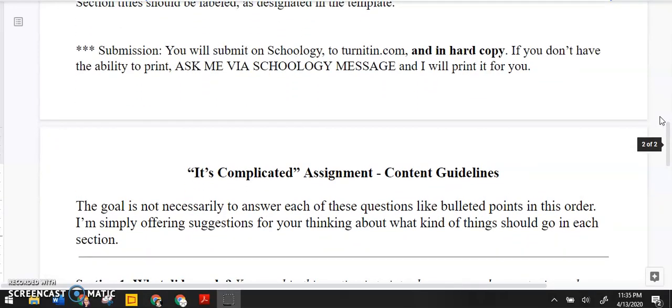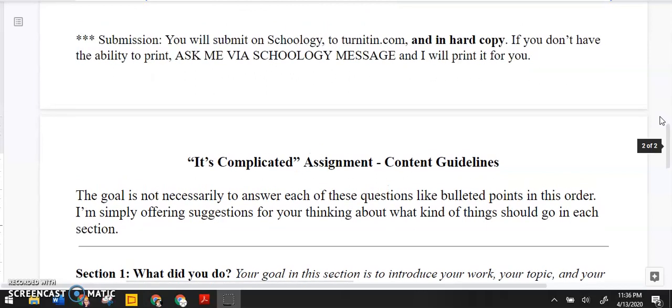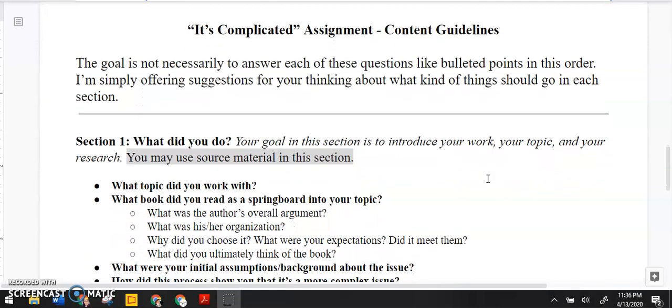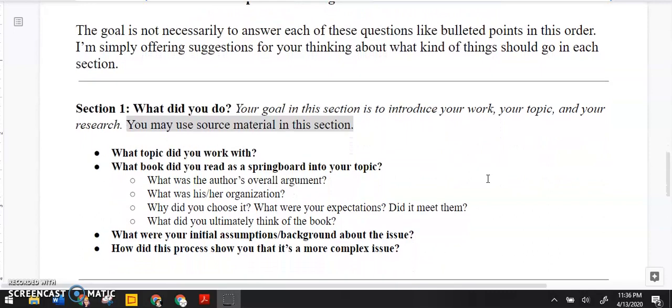Remember, your goal is not necessarily to answer each of these questions like bulleted points, but I'm giving you suggestions for your thinking about what kinds of things should go in each section. So your first section is the what did you do section. Remember, you're telling the story of what you've done and what you've learned.